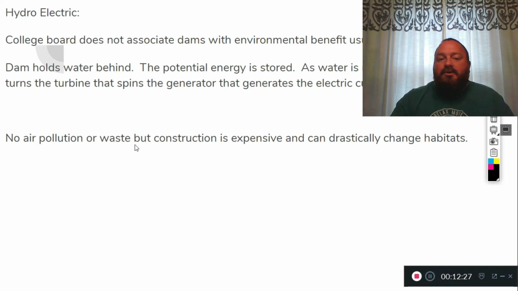So there is no air pollution or waste with them, but the construction is extremely expensive. It's going to take a ton of money to install those dams. And also, it's going to drastically change the environmental conditions in the area.